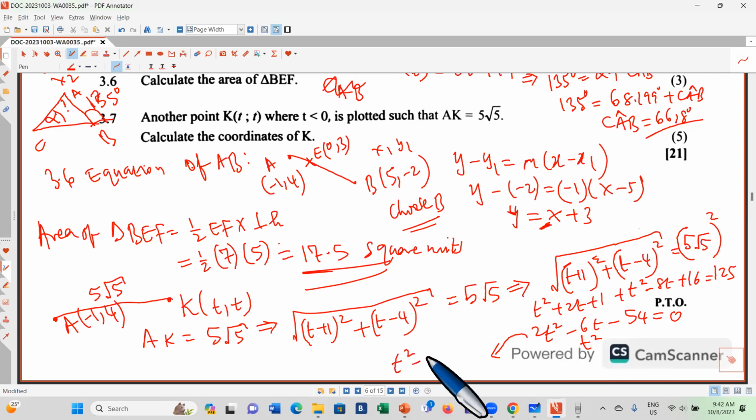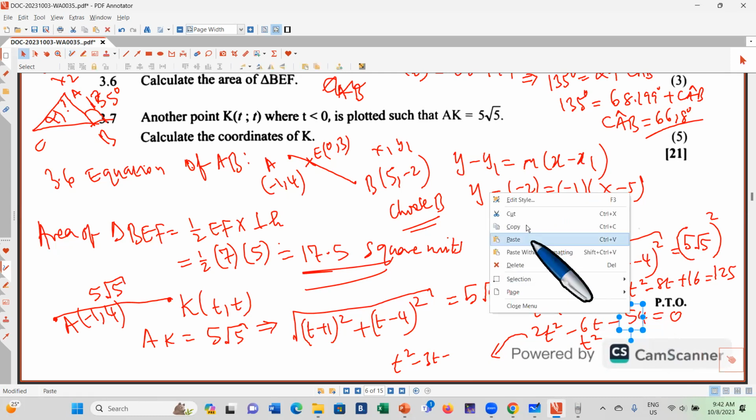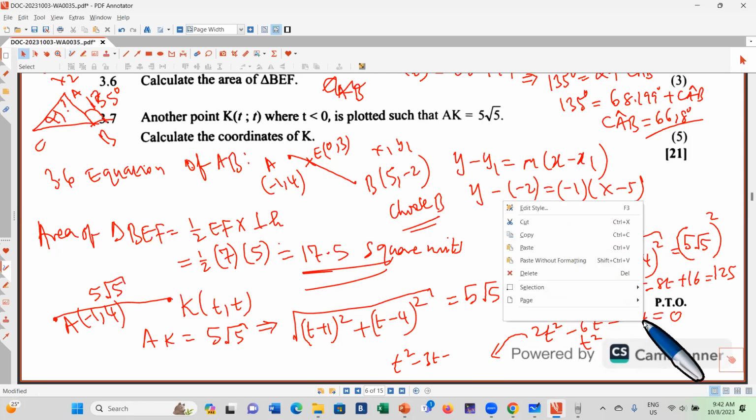us t squared minus 3t minus, what is 54 divided by 2? It is actually 27. 27. Well done. Okay, I made a slight error here. Thanks for obviously mentioning that. Need to make a small change here. But it would be 27.